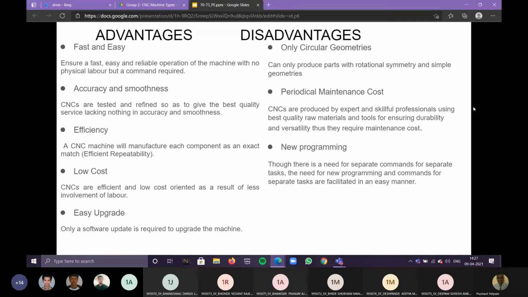Yes, there are some disadvantages. First is only circular geometries. As I mentioned before, it can only produce parts with rotational symmetry and simple geometries. Periodical maintenance cost: CNCs are produced by expert and skillful professionals using best quality raw materials, but they require periodical maintenance cost to maintain that accuracy and quality. New programming: if there is a need for separate commands for separate tasks, then the CNC should be programmed again. So this is a little disadvantage of it.